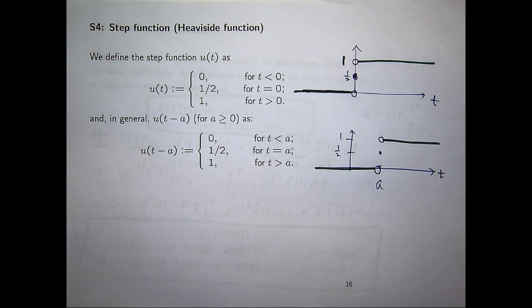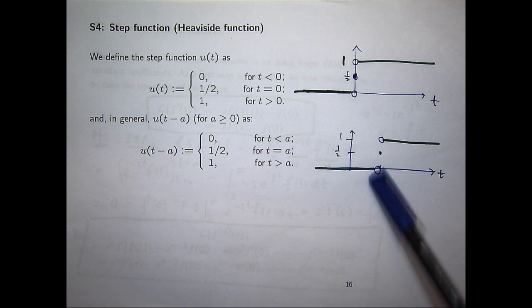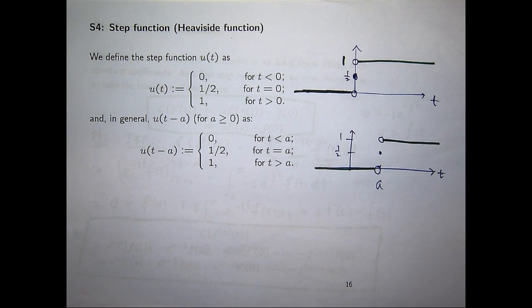Now remember, the definition of the value at the jump point is not a big deal. It doesn't change anything with transforms. We've just decided to define the value at a to be 1/2. You don't have to have it that way.